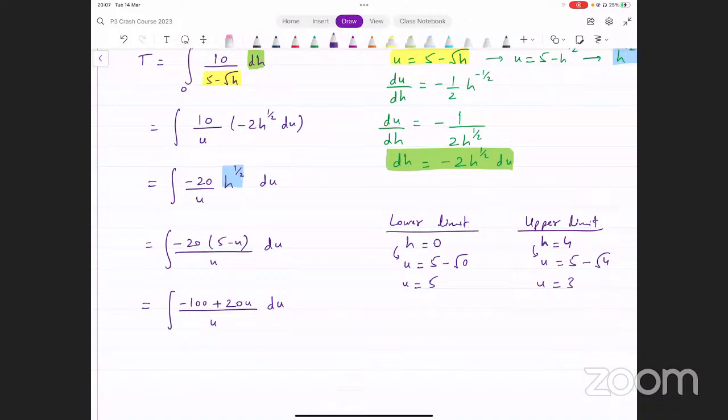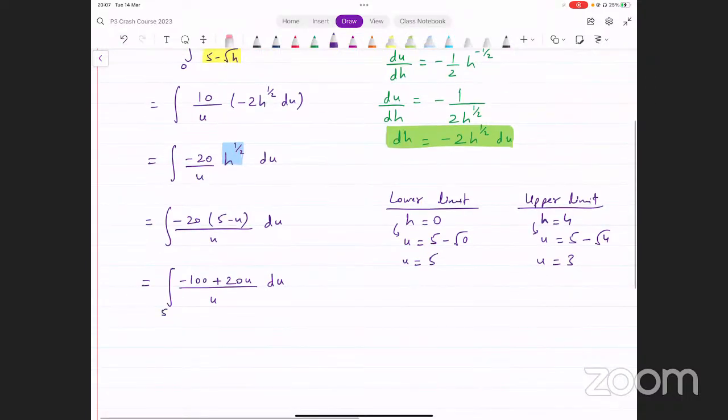If you want to use the same limits as this, you'll write 5 as the lower limit and 3 as the upper limit. Don't interchange them just because 5 is the bigger number. Don't just write that on top here. h equals 0 corresponds to u equals 5, so 5 has to be the lower limit here. And h equals 4 corresponds to u equals 3, so we'll write 3 as the upper limit here. Okay, so that is important.